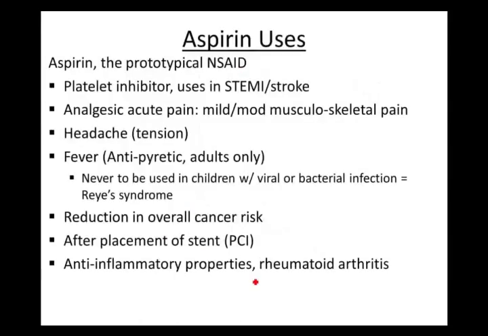So what do we use it for? Well, you know some of these. Aspirin, remember, is the prototypical NSAID. It is a platelet inhibitor. It's going to be used in management of patients post-STEMI or stroke. It can be used as an analgesic in acute pain. And the type of pain that it typically targets is the mild to moderate muscular or skeletal pain. Okay? You can use it in headaches, specifically tension headaches.